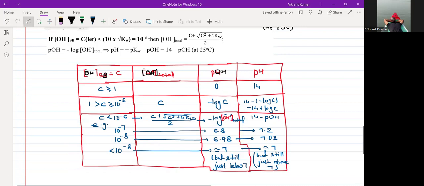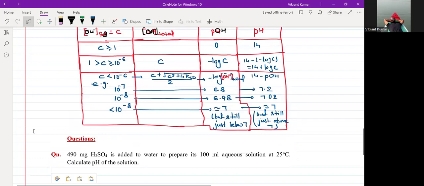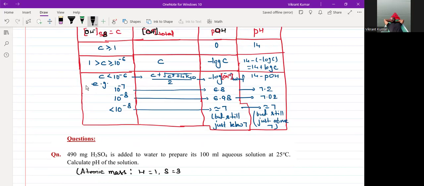Let's practice a little, you will get more confidence. So let's try some questions, and then if you have any doubt just ask me. I'll first give you one question directly. It is a single alone question, then I'll give you a set of questions. Try this one. Atomic masses I'll write here: H is 1, S is 32, O is 16. Solve this one and tell me the answer.